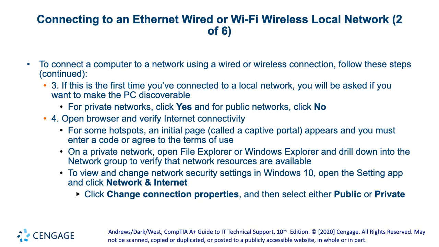When connecting your system to a local network for the first time, you'll be asked if the network is public or a private network. Do not worry if you make a mistake. You can change this selection at any time through the Settings app. Click Network and Internet, then click Change Connection Properties and select Public or Private. Remember that you can only share and make resources discoverable on a private network. If your network is public, you are not able to share resources.